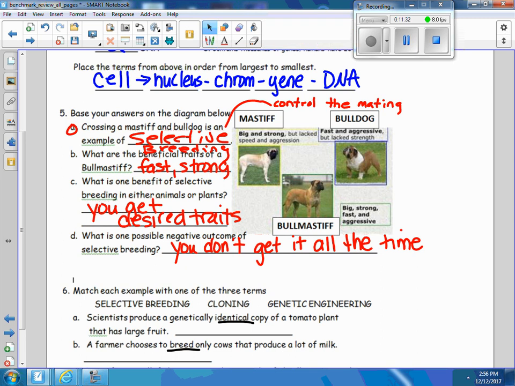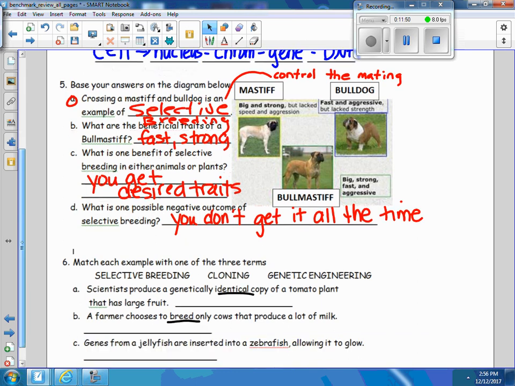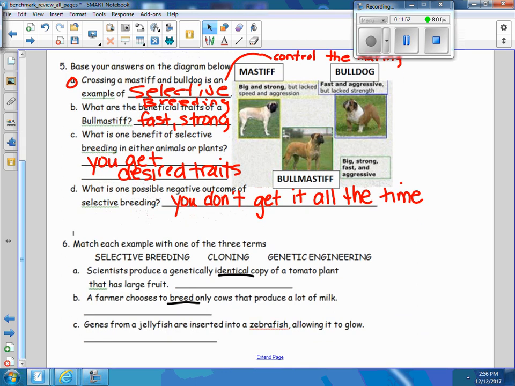Okay, match them up on the bottom. Scientists produce a genetically identical copy of a tomato plant. Genetically identical. What is that called when we make something that's genetically identical? Good. Cloning makes it genetically identical. The farmer chooses to breed. We're choosing to breed it. What is that called? Selective breeding it is.